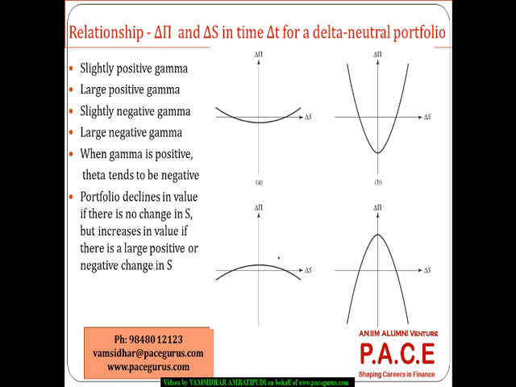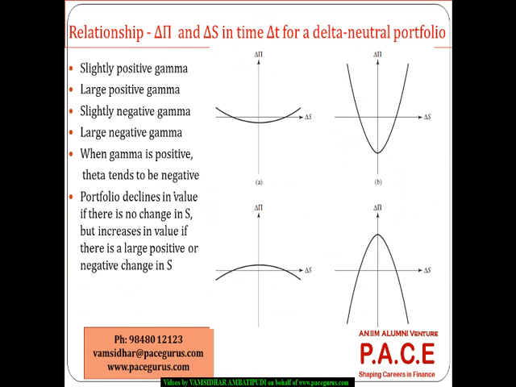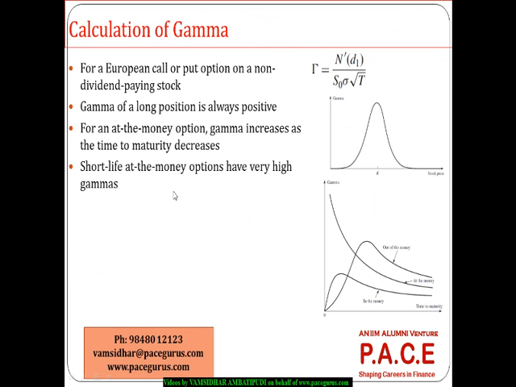This is a situation where the gamma is slightly negative. Okay, let's look at a few things. I change the stock price to in the money. First of all, let me compute the gamma. I'll use this formula, n dash d1. We'll compute the gamma like this: n dash d1 by S naught sigma square root of T.